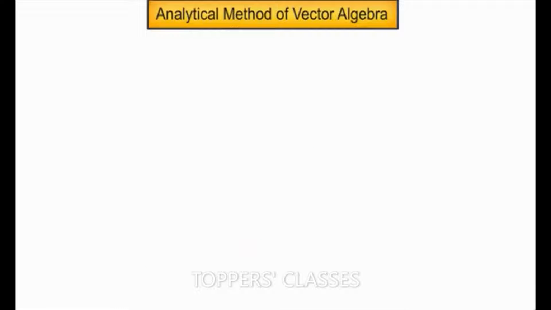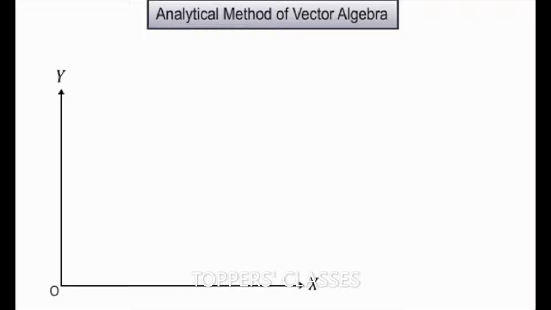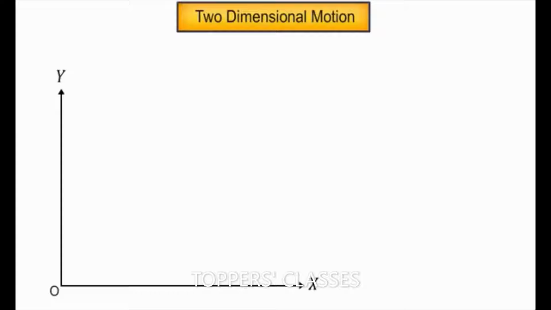Now, let's see how vectors are added by the analytical method. First, we will discuss vector addition for planar motion or two-dimensional motion. When dealing with planar motion or two-dimensional motion, you need to resolve the given vector along i and j only. Now, consider a vector A on the xy plane. From the head of the vector, draw perpendicular lines to the coordinate axis to obtain vectors A1 and A2.